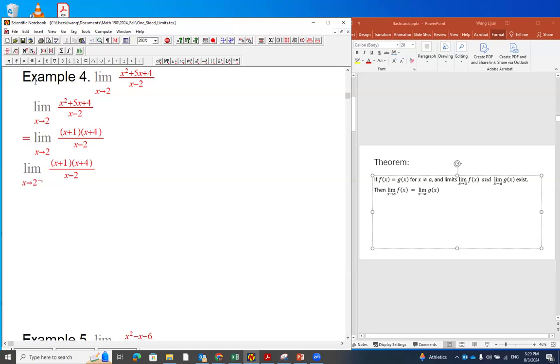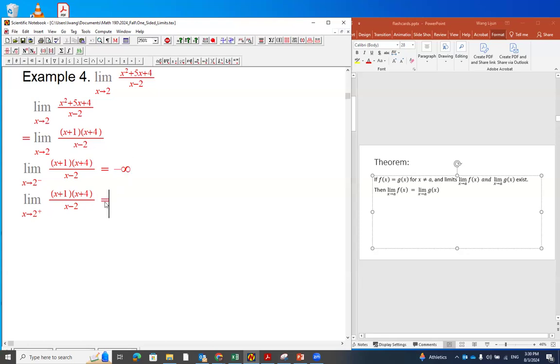Limit from left, approaching 2 from left. We're going to consider approaching 2 from right. So under the circumstances, as x is approaching 2, the top is going to approach a fixed number. That fixed number is 3 times 6, right? 18. The top is going to be approaching 18. But the denominator is going to be approaching 0 from smaller than 0. So this is going to be approaching negative infinity.